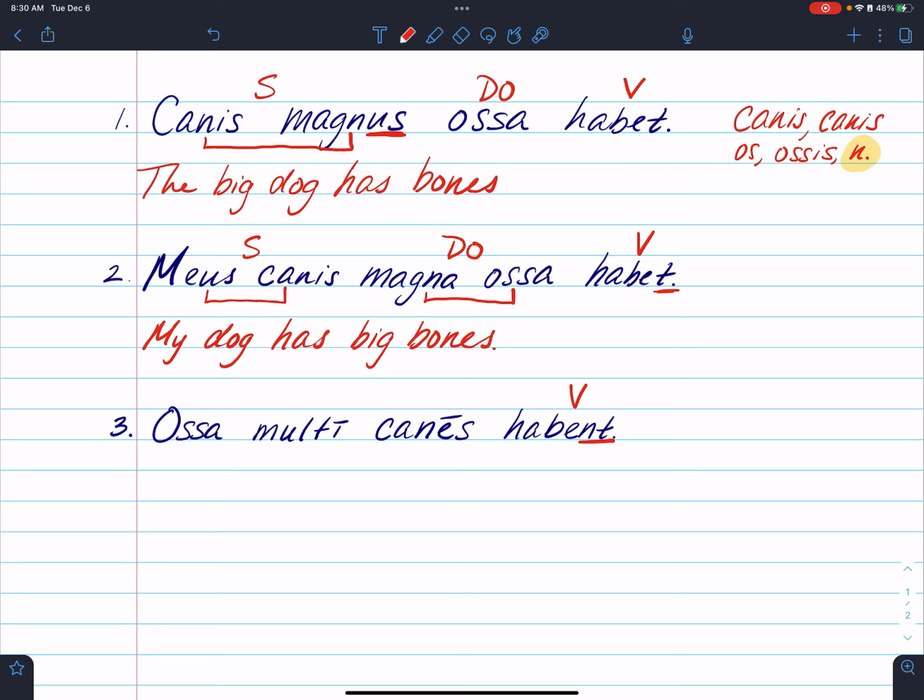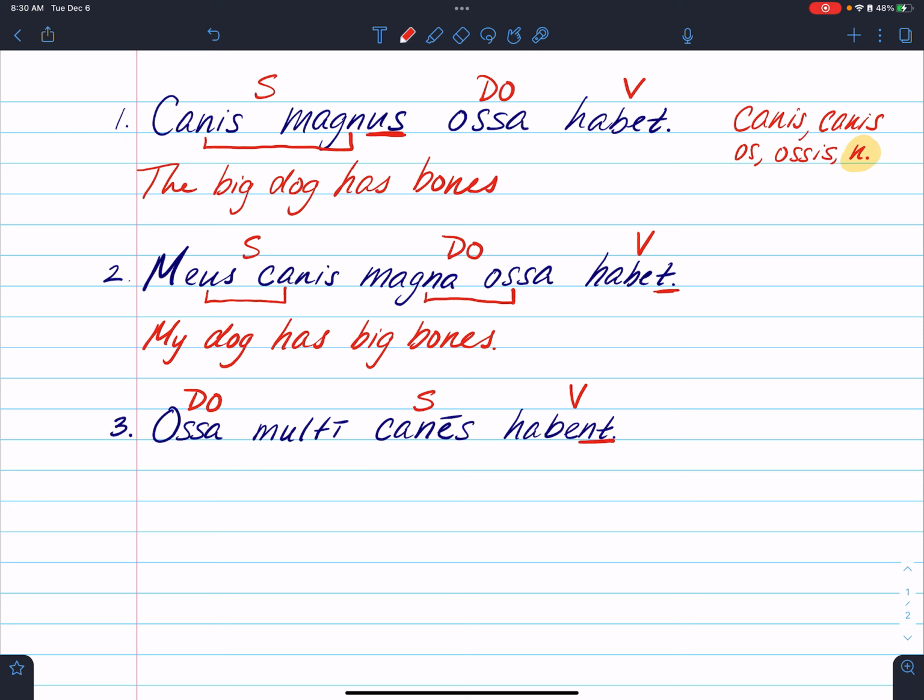Uh-oh. Why do we have two possibilities? Ossa is plural. What about canes? Also plural. And they're both possibly nominative plural, right? Oh, shoot. So how do I figure this out? Logic, yeah. Would it make more sense for the dog to have bones or the bones to have dogs? Dogs have dogs. What? So the dogs, even though it's not coming first, is going to be my subject. Which means ossa then is going to be my direct object.